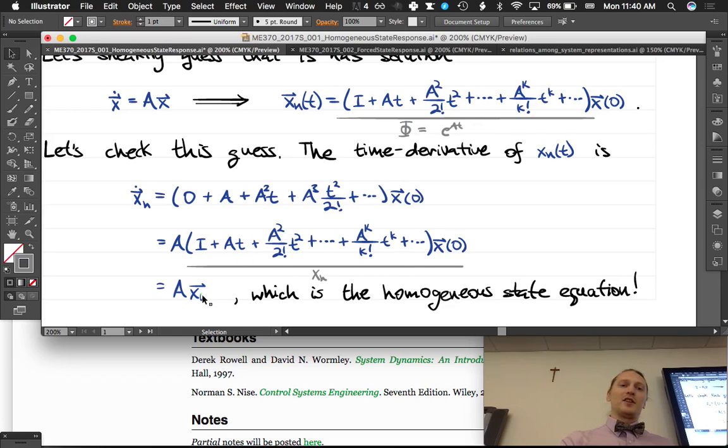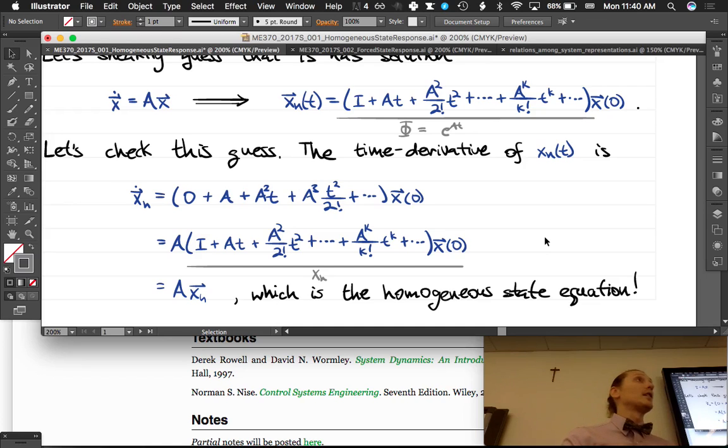And so we can just write X homogeneous there, and we have now shown the left-hand side is still X dot equals AX, and we've shown that we got the homogeneous state equation out of assuming this solution. So that was our method of demonstrating that this is in fact a solution to the equation.